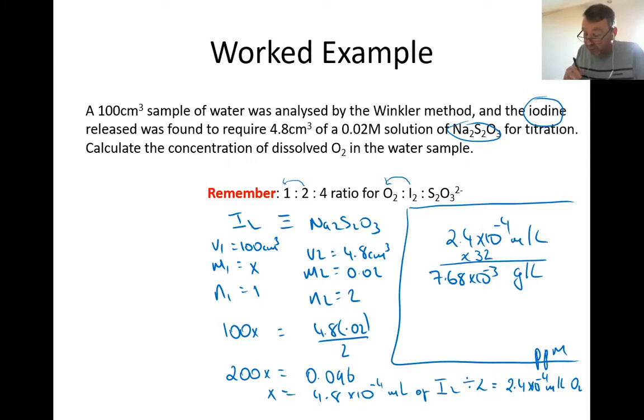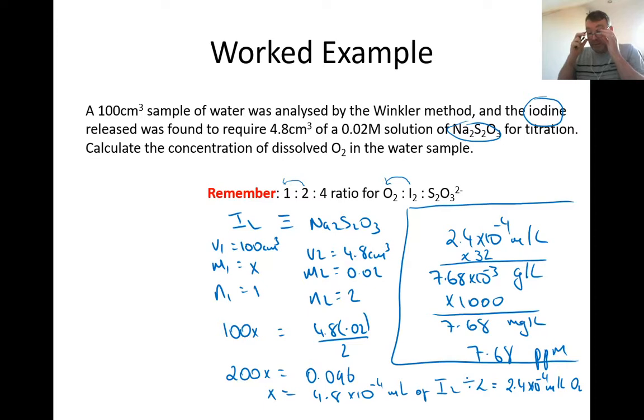That's grams per litre. I want to go to parts per million. Now I've got to multiply by 1,000 so that I can go to milligrams per litre. And if I multiply that by 1,000, I get 7.68 milligrams per litre, which is 7.68 parts per million, which would tell me that the water isn't heavily polluted at all. There's only a presence of 7.68 parts per million of oxygen in that water supply.